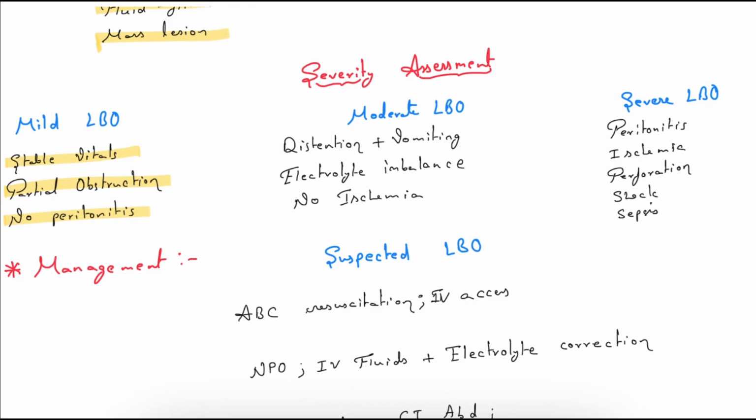In moderate large bowel obstruction we can see distension and vomiting, electrolyte imbalance and no ischemia. In severe large bowel obstruction you can see peritonitis, ischemia, perforation, shock and sepsis. So next we can do management.